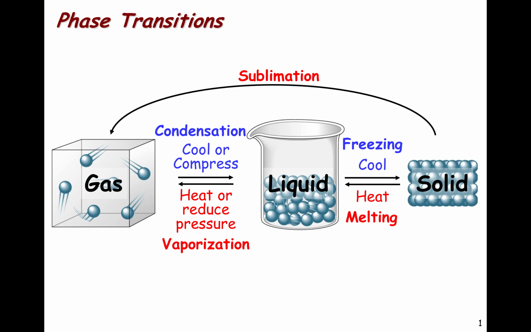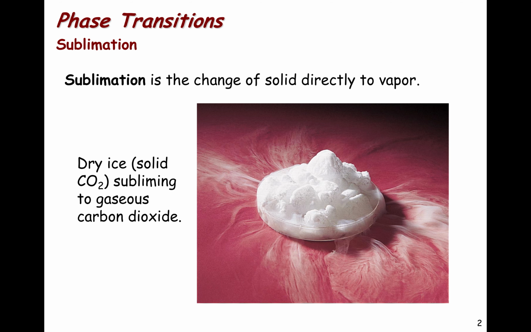The last of the phase transitions is when the solid goes directly to the gas phase under low pressure conditions, and this is referred to as sublimation. A very commonly cited example of sublimation is what happens when dry ice, solid carbon dioxide, is warmed and heat is added so that the solid goes directly into the gas phase. And this is something that many of you have probably observed.